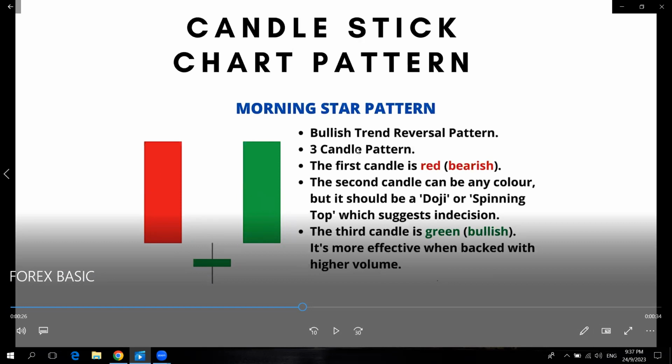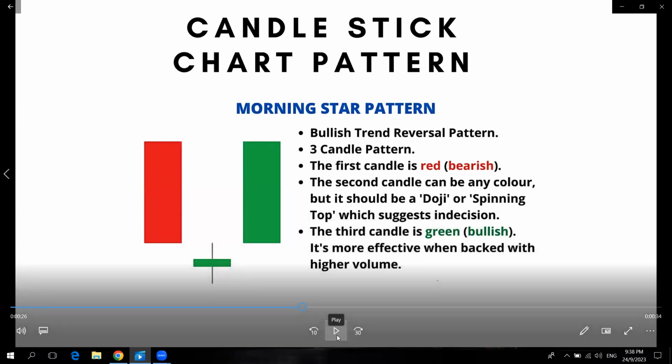So I'll just read it out to you. We have a three candle pattern. The first candle is red, bearish, and the second candle can be any color, which is this one, the doji candle. Then third, lastly, we have the green candle, which is the bullish one. So this is a move you can take for the upside. If we are looking at the vice versa on the bottom, we will see what we call the evening star. I will share with you how that looks.